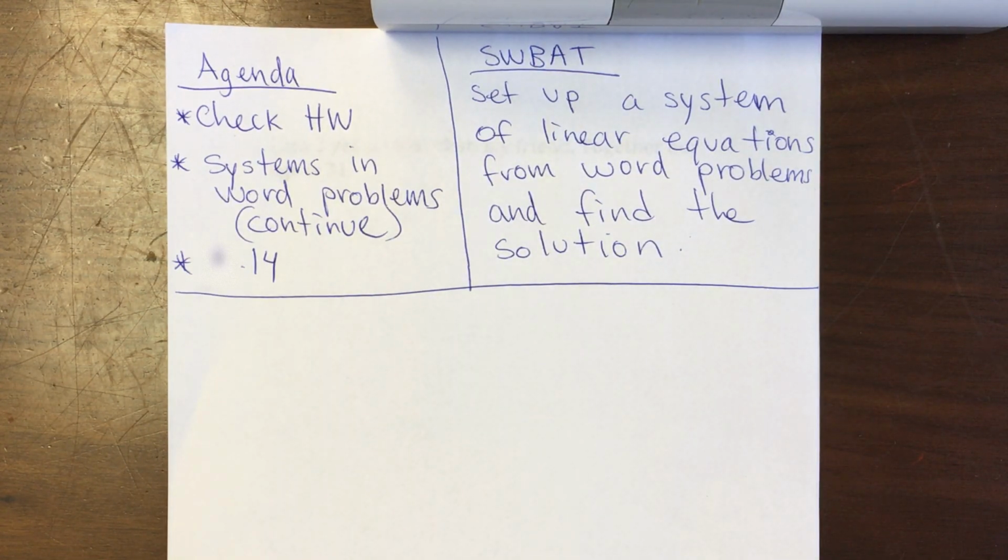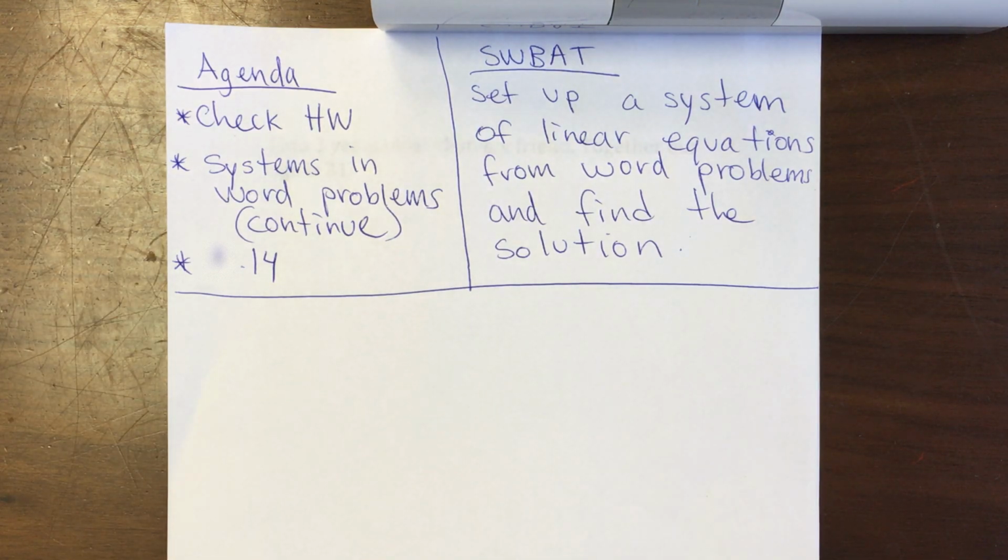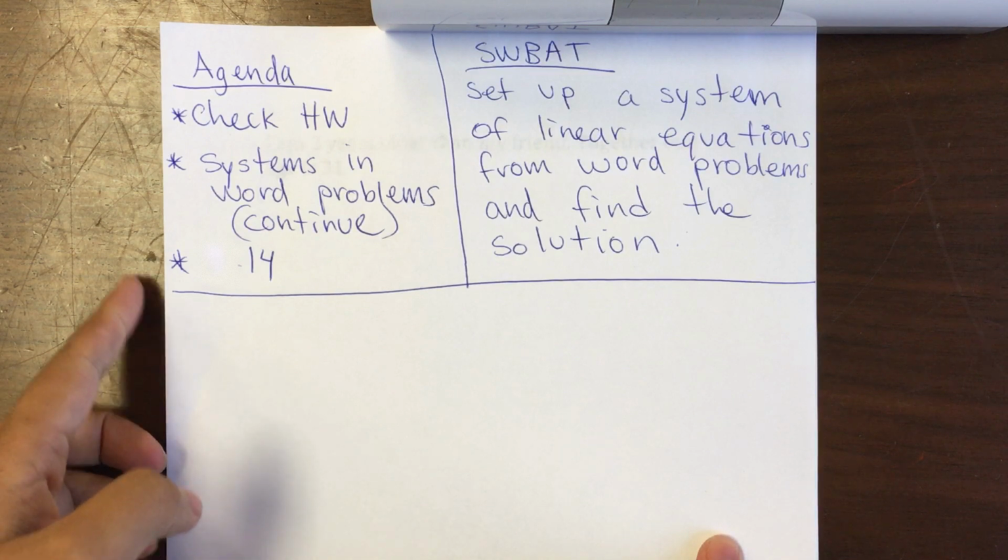Hello students, today's agenda is to check homework. You will be working, or actually continue to work, on systems of linear equations in word problems, and you will be able to do 5.14. So today students will be able to set up a system of linear equations from word problems and find the solution. Okay.